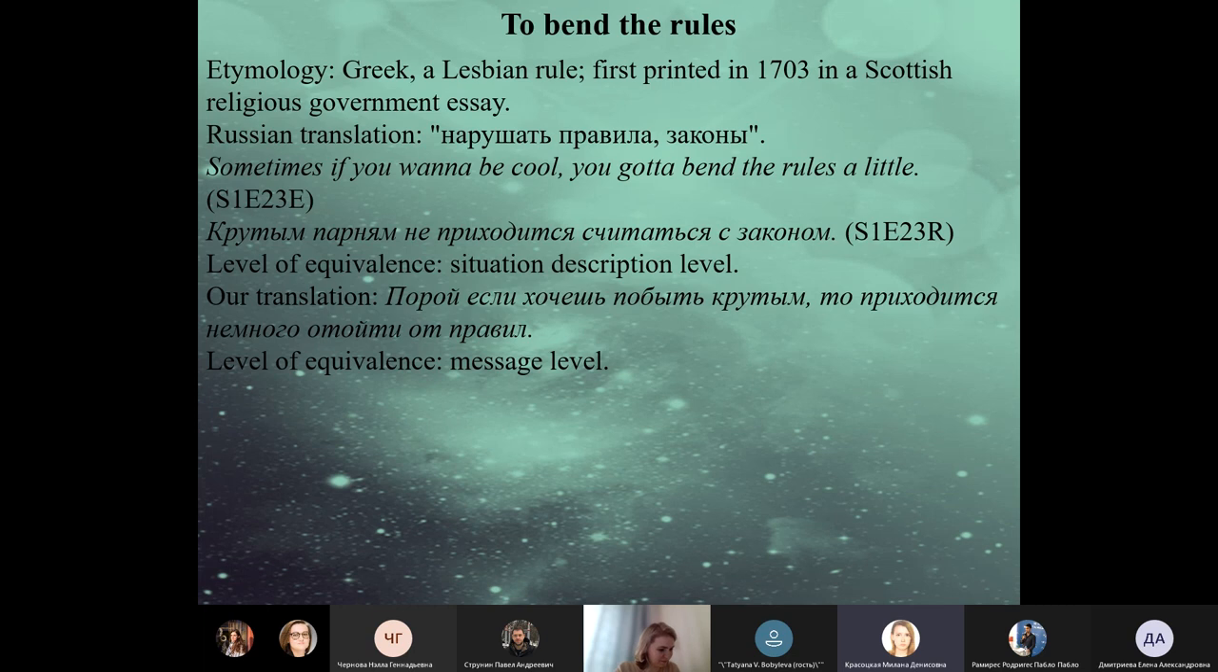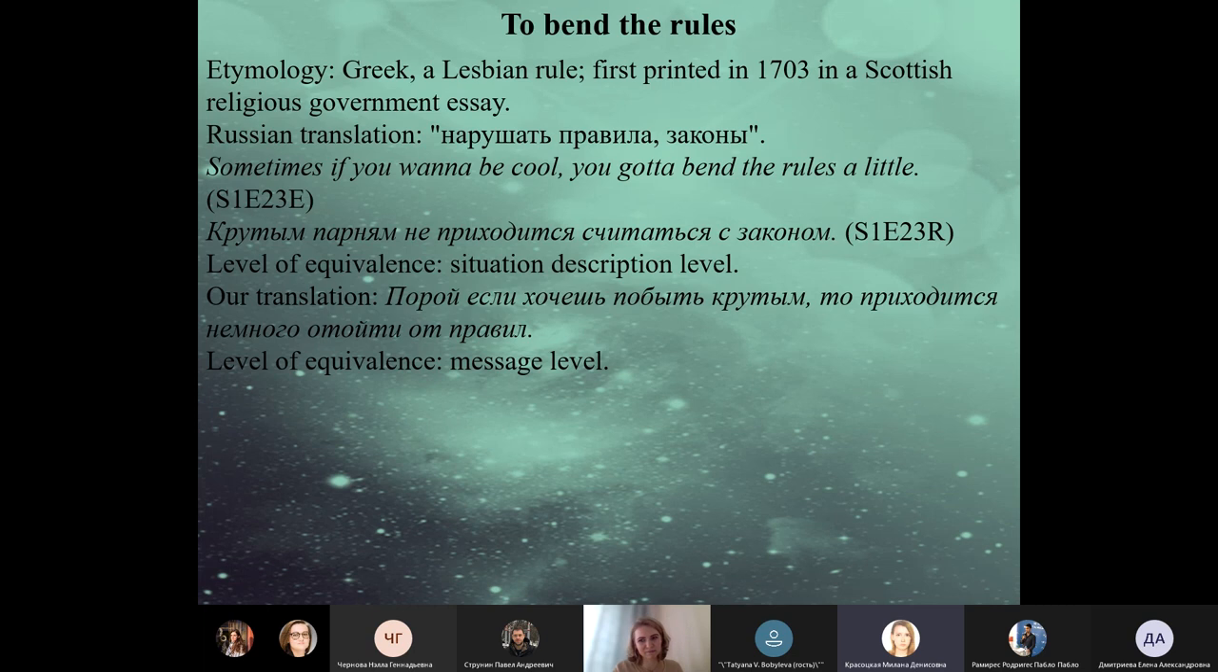So we have translated the phrase like this. «Порой, если хочешь побыть крутым, то приходится немного отойти от правил.» In this case, we have preserved the syntactic parallelism, excluding the word «немного», not being in the end of the sentence, but in the middle for the purposes of euphony and logic.